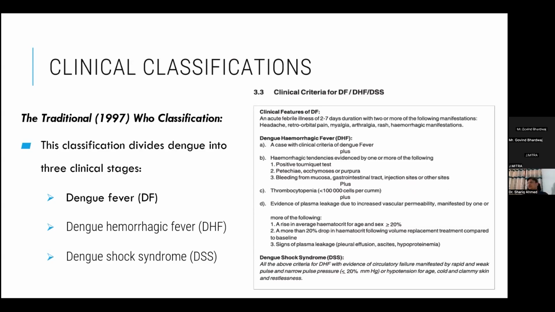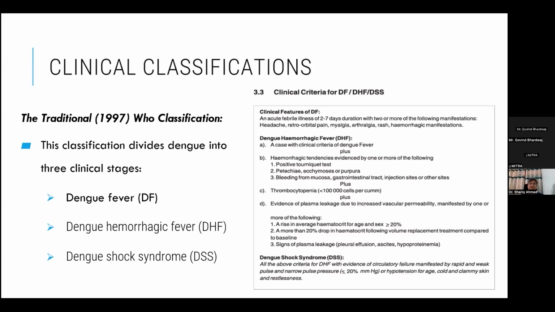Now I am talking about severe dengue, classical dengue and dengue fever. So what are these? WHO gave the classification in 1997. They classified dengue into 3 clinical stages: dengue fever, dengue hemorrhagic fever, and dengue shock syndrome. So what was dengue fever? Dengue fever is an acute febrile illness of 2 to 7 days duration, and it manifests with headache, retroorbital pain, myalgia, arthralgia, rash, and hemorrhagic manifestations.